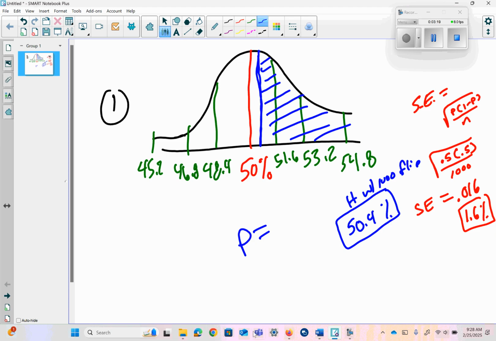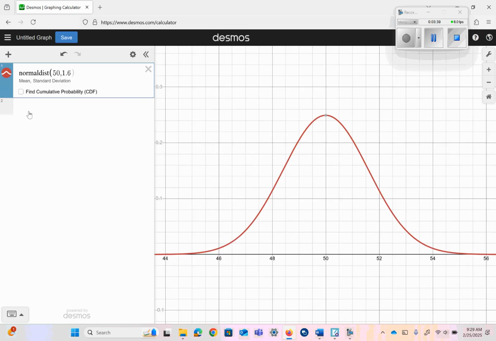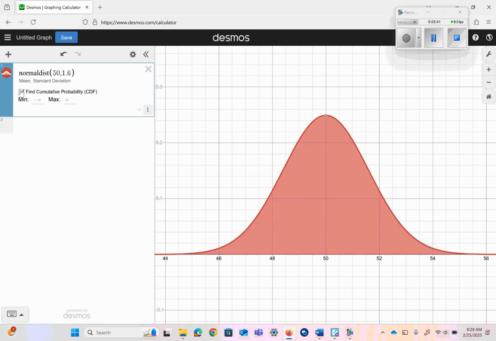Okay, so the p-value is definitely one you want to jump onto Desmos to start figuring out. So normal distribution, and we're doing 50, 1.6. So here's our normal distribution based on this. So then we want to do our 50.4 or greater. All right, so we come up with a p-value of 0.4.